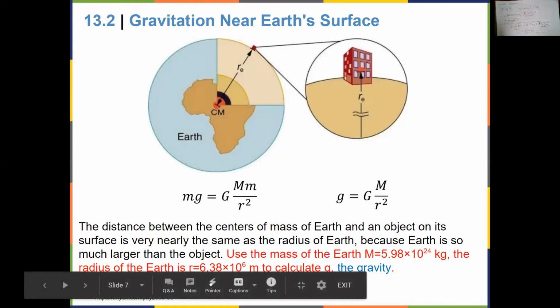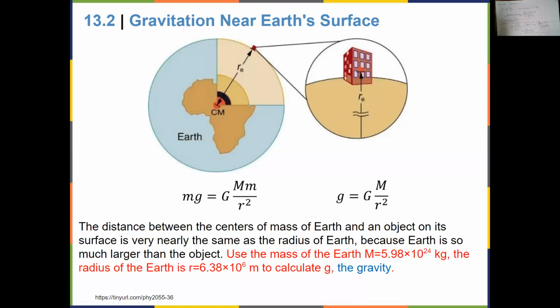You can use this equation to estimate the gravity on any of the planets, given the mass of the planet and its radius. And you can also calculate the gravity on the moon using this.